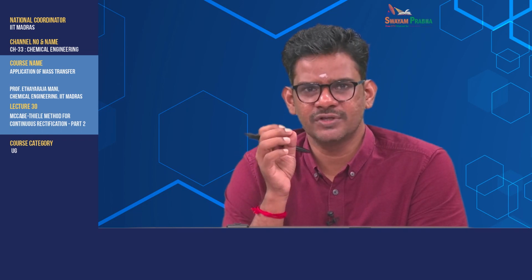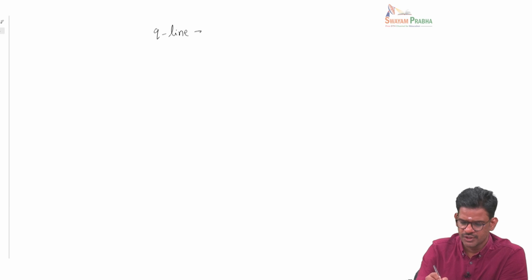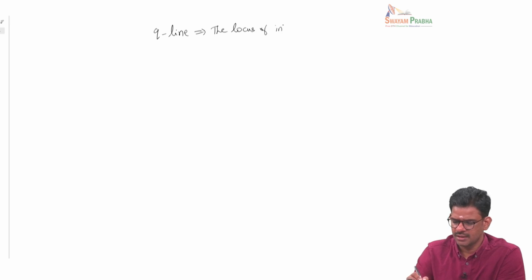So now the next task for us is to look at what are the possible points in which the two operating lines can intersect. This basically leads us to the discussion of the Q line. So the Q line is basically the locus of intersection of the enriching and exhausting section operating lines.